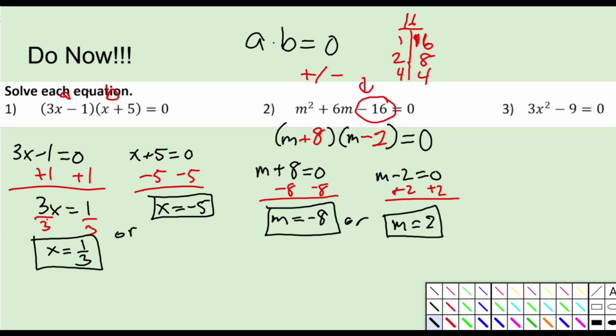This last question. So take a look at this one. This one is looking a little bit different. Let's review. We should know how to solve this from earlier in this year. So if we had a problem like this, what do I notice here? I noticed that there is no B term. There's no linear term. We're missing the term that has just the X in it.